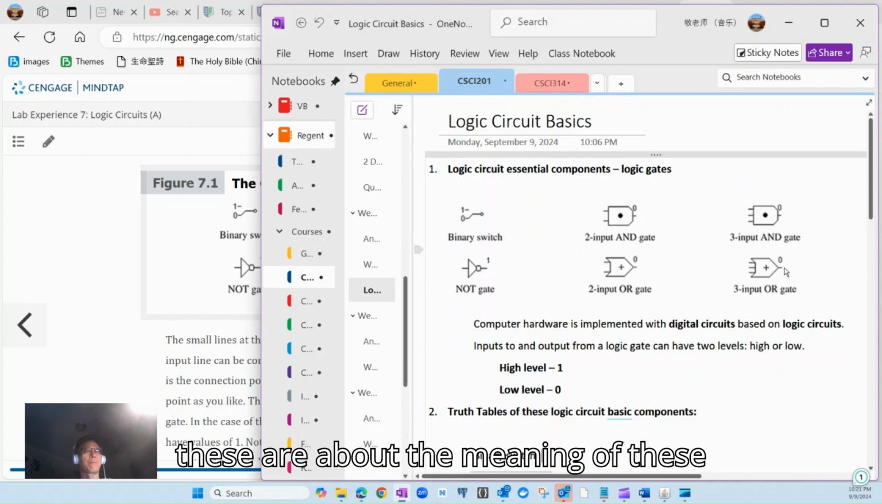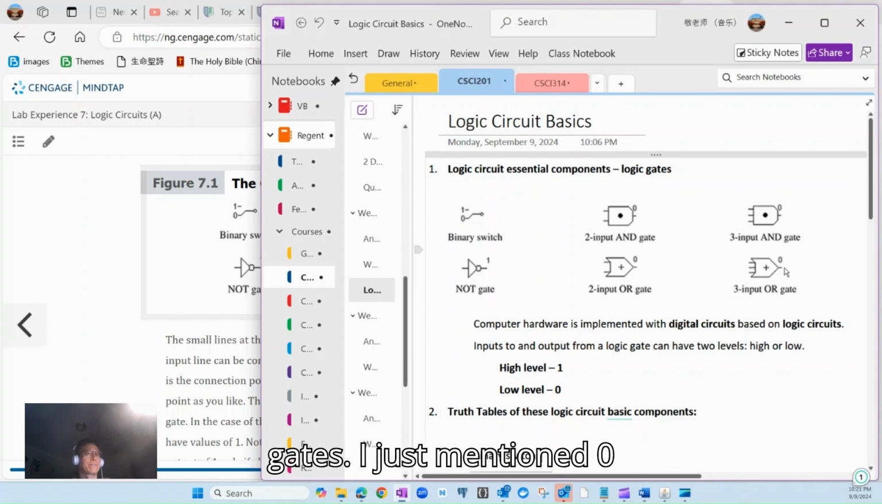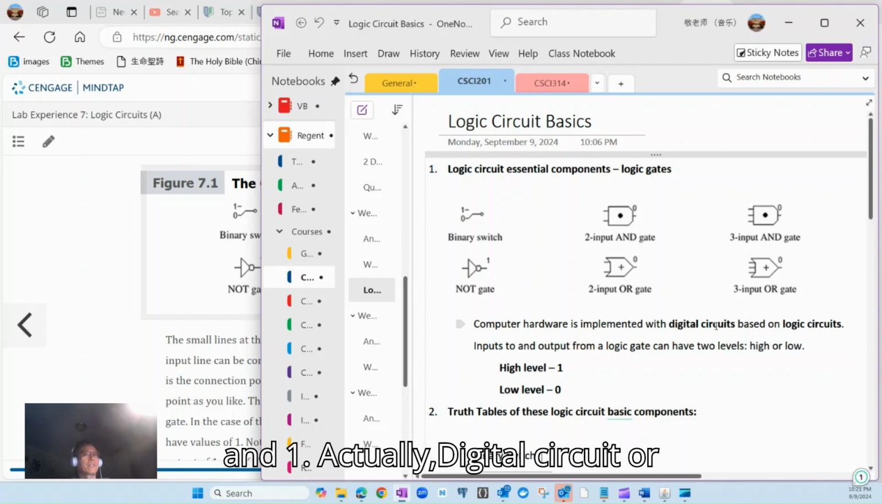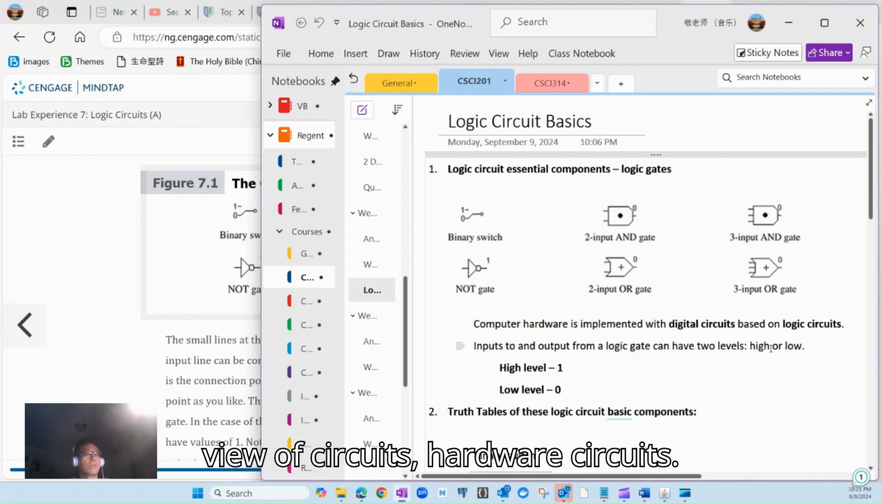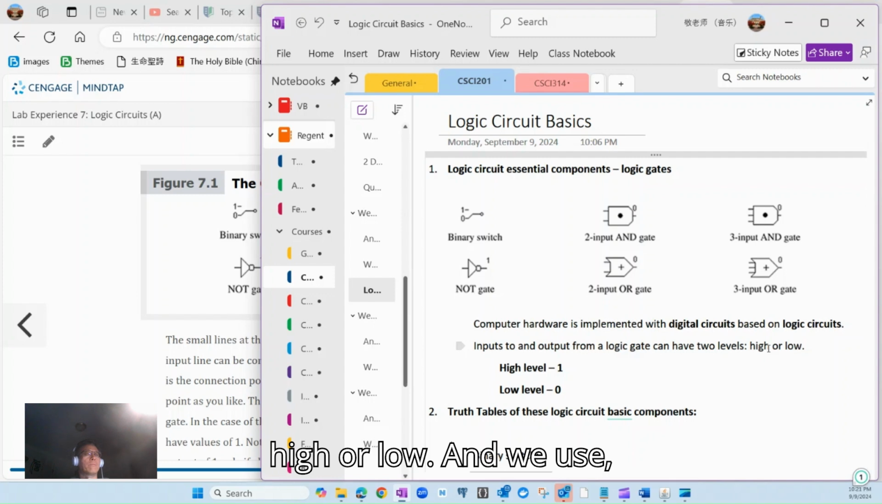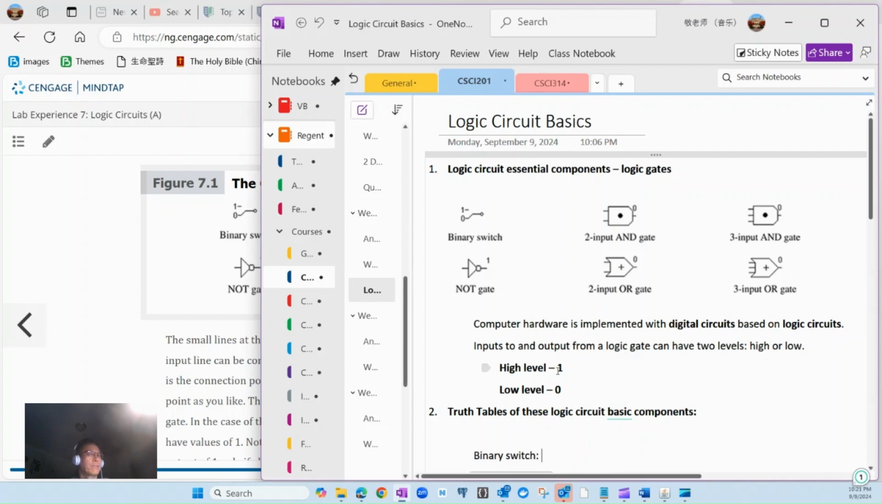So these are the meanings of these gates. I just mentioned 0 and 1. Actually, digital circuit or logic circuit has only 2 levels, high or low. This is from the view of hardware circuits. It may have different levels, high or low. And generally, we use 1 to represent high level, and use 0 to represent low level.